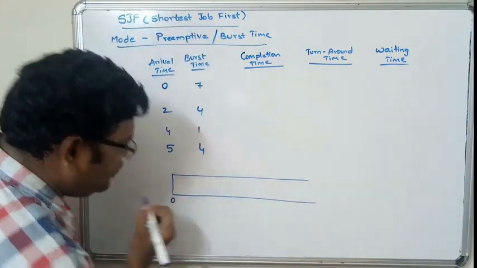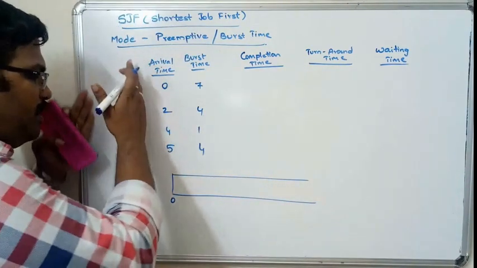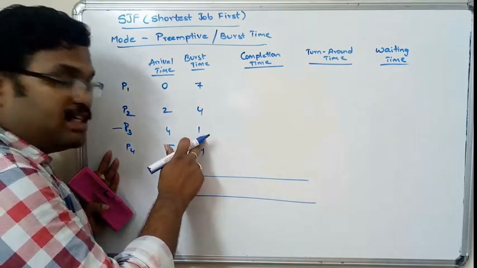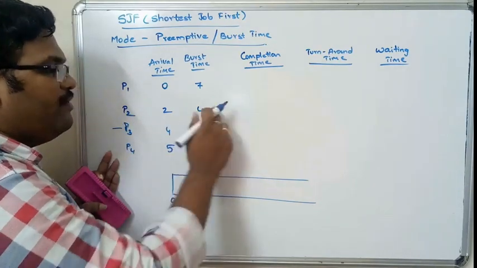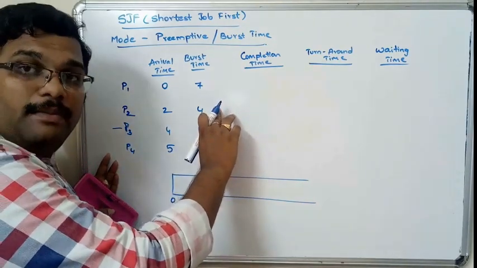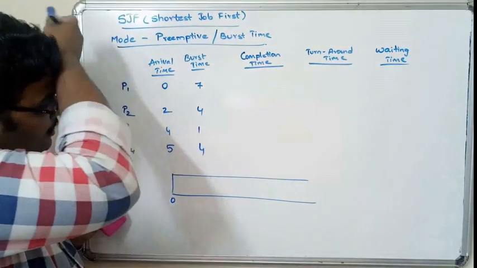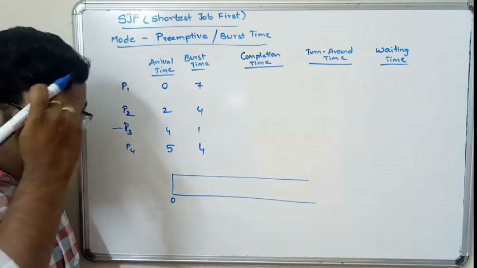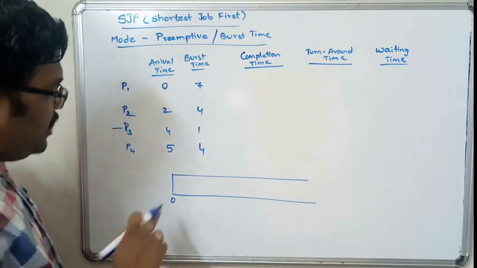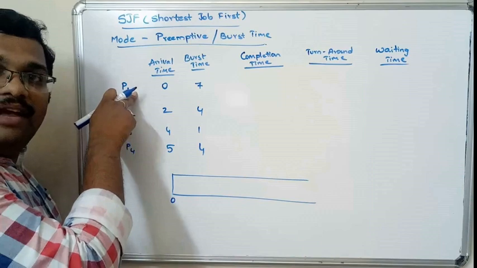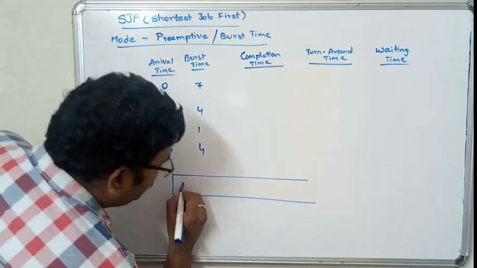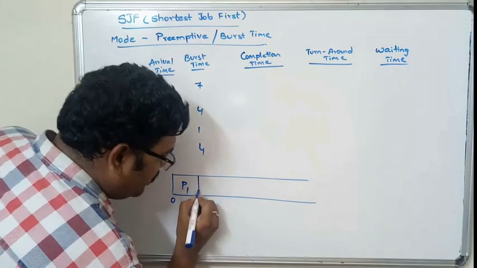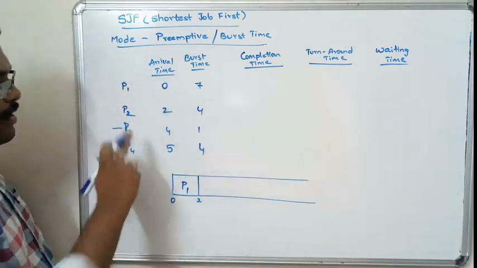Now prepare the Gantt chart. Among all the 4 processes, P3 is the one having the lowest burst time, and these two processes have equal burst time, that is 4, and at last P1 has 7 milliseconds to complete its execution. At time 0, only P1 is available in the ready queue, so P1 will be allocated to the CPU. Until 2, P1 gets executed.